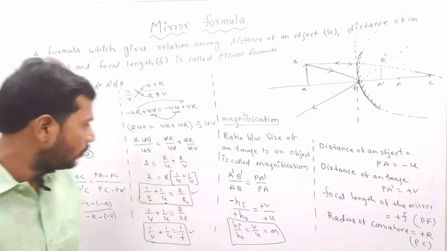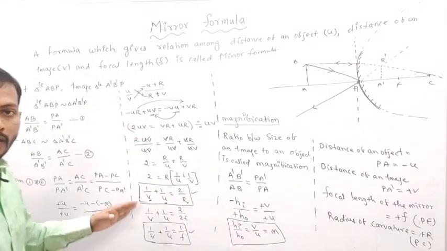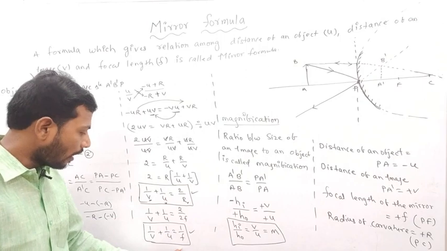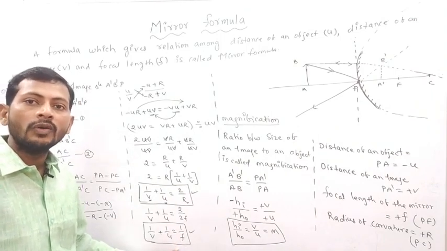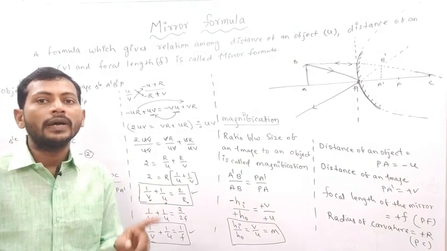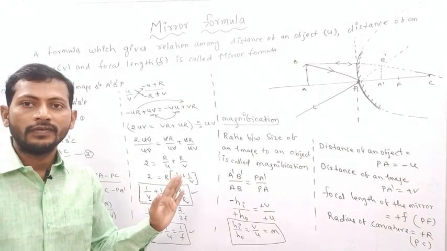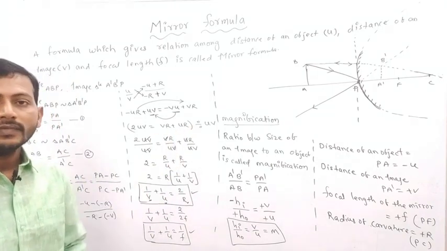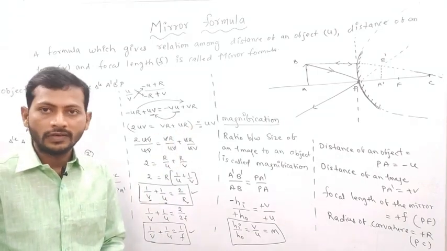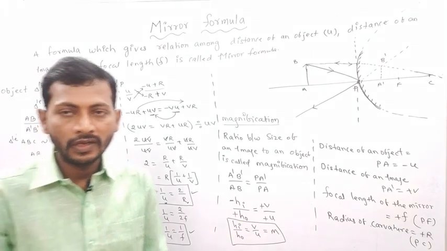If you do this complete derivation, lastly you are going to get the equation 1 by v plus 1 by u equals 1 by f. Isn't it, children? So this is about the derivation of the mirror formula. I hope you understood very well.